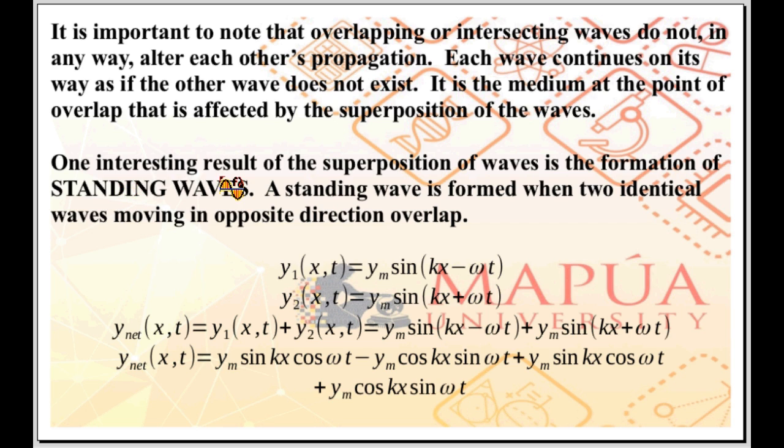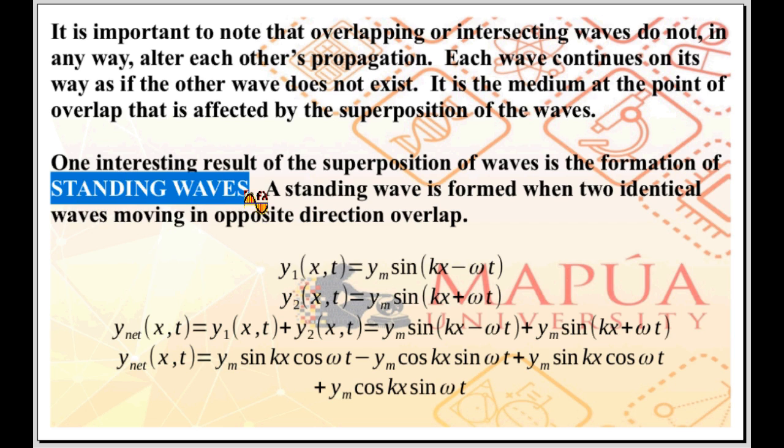One interesting result of the superposition of waves is the formation of what we refer to as standing waves. Standing waves are also referred to as stationary waves. A standing wave is formed when you have two identical waves moving in opposite directions and these two waves overlap. The result of the overlap is a standing wave.